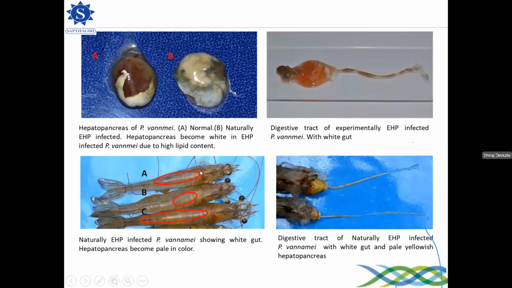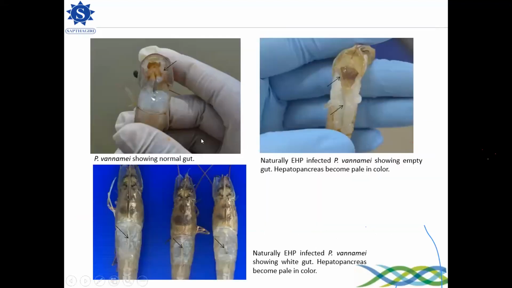This picture shows the starting of white gut, because it is not a complete white gut, it's starting there, but you can see the discoloration of the hepatopancreas. So at field level, when we are observing the animals for EHP, look at the portion where the intestine and the hepatopancreas meet. If you find any discoloration, not in the outer layer but inside, that may be the indicator. You have to see there.